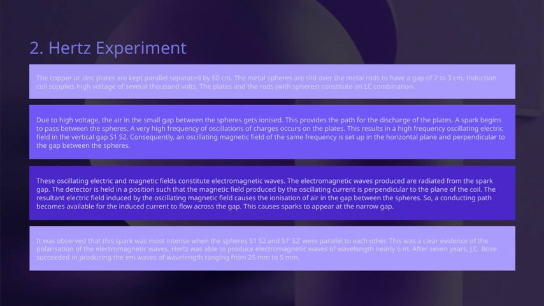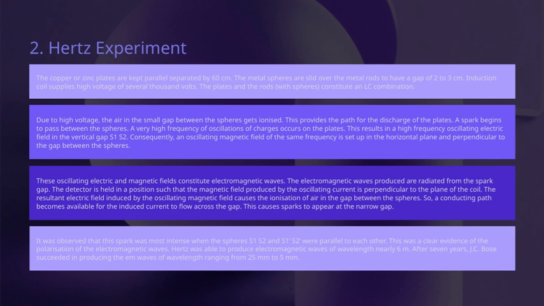The waves are radiated outward from the spark gap, and during the experiment, the detector is positioned so that the magnetic field created by the oscillating current is perpendicular to the plane of the coil. This setup causes an electric field to be induced by the magnetic field, which then ionizes the air in the gap between the spheres. This ionization creates a conductive path, allowing current to flow across the gap, resulting in sparks.